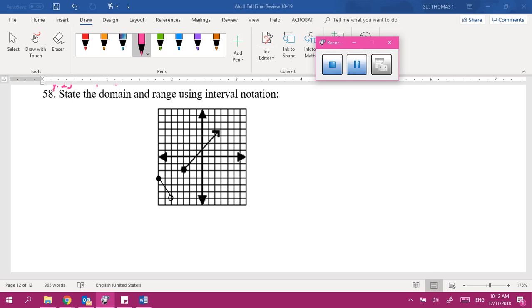Well, number 58, domain and range using interval notation of a graph like this, where it's broken down into parts. So you might have to use two separate intervals. So let's do the domain first. The domain. What's the furthest? Okay, we're gonna break it down into two sections.